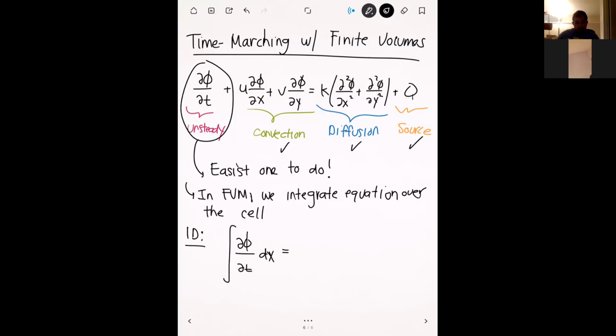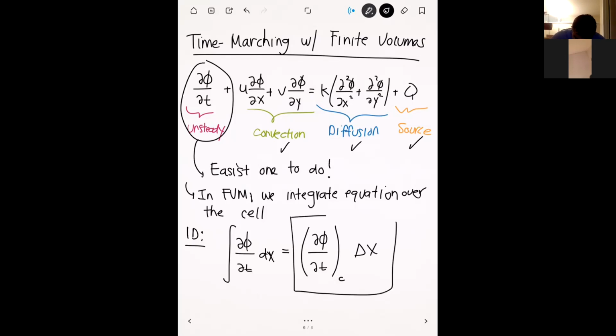When I say it's the easiest, the reason is that we don't have any derivatives with respect to space here. We have a derivative, but it's with respect to time, and we're not integrating over time. We're integrating over space. That's why we have dx as the integration variable. The evaluation of this is simply the integrand, partial phi partial t, evaluated at the centroid of the cell, and then we just multiply it by the size of the cell. This is just straight up the midpoint rule: partial phi partial t evaluated at the centroid, times delta x.